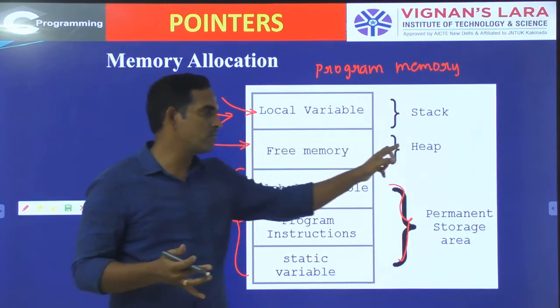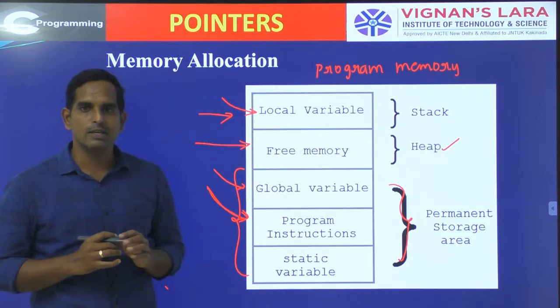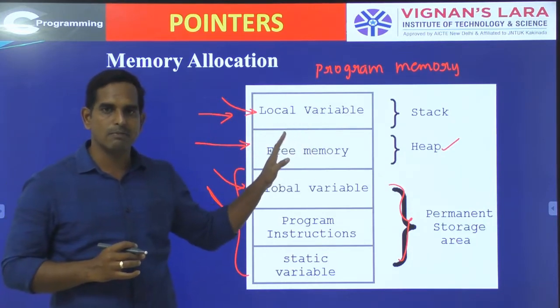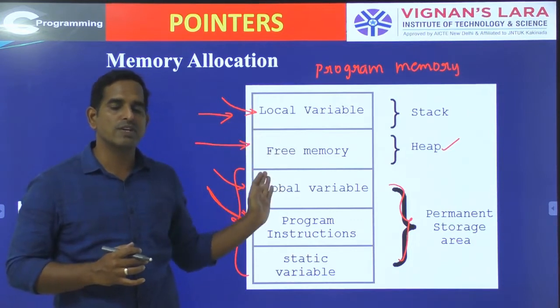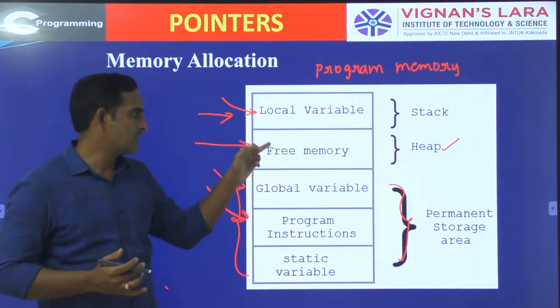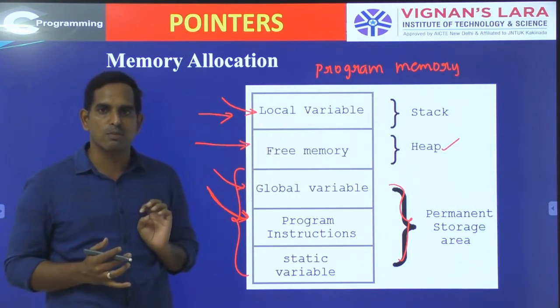This free memory will be present in one unit called the heap. This heap is a dynamic memory, where you will be providing memory for your dynamic memory allocation. And this is not a fixed memory. This will keep changing during the execution of your program.